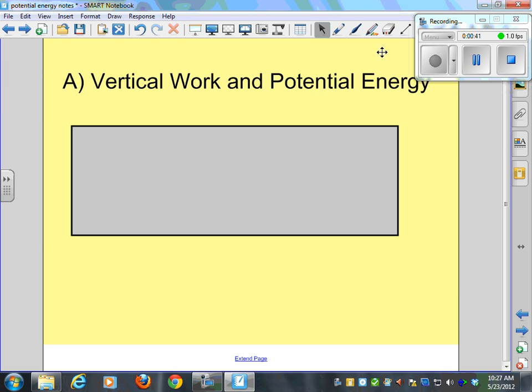So, vertical work and potential energy. Now, you've seen some of these formulas already, so none of them are going to be a big, giant surprise. But we're just going to talk about things a little bit more in depth.